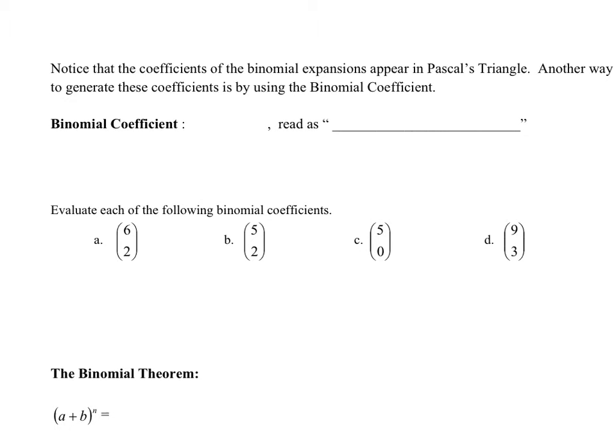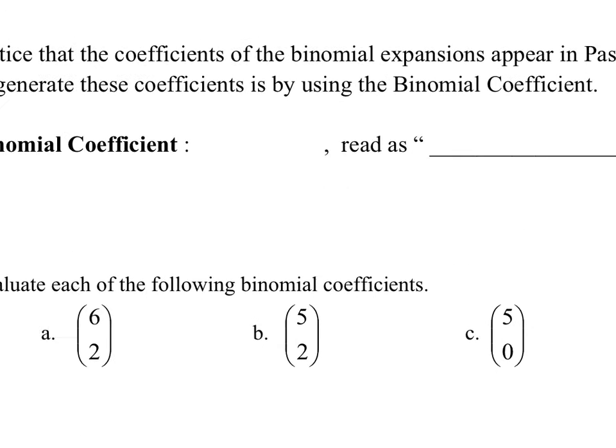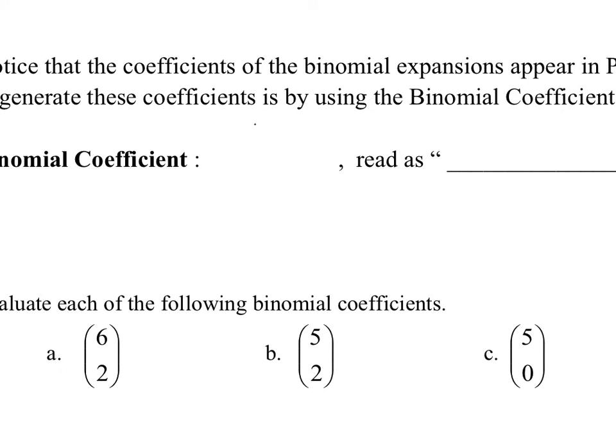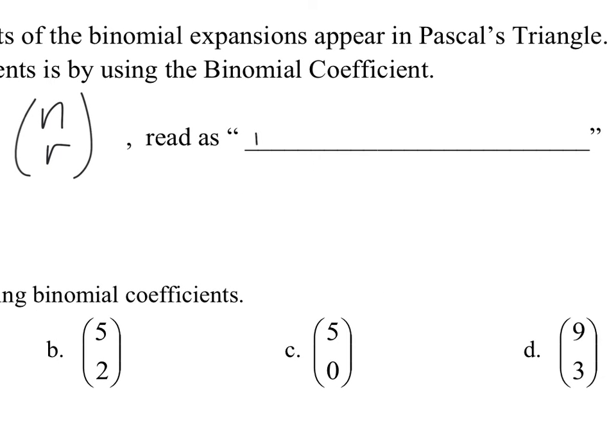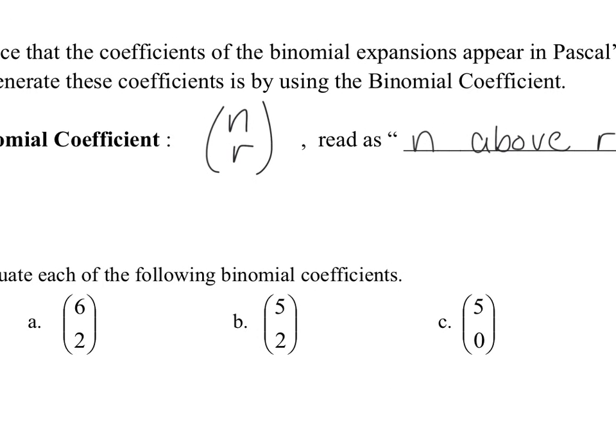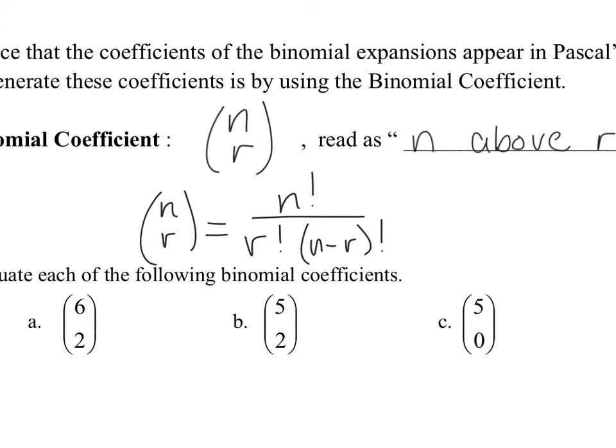So the binomial coefficient, the way we write it, is like so. It's going to be in parentheses n over r. And that's just how we would describe that. We would read that as n above r. And the formula associated with n above r is n above r equals n factorial divided by r factorial times n minus r factorial.